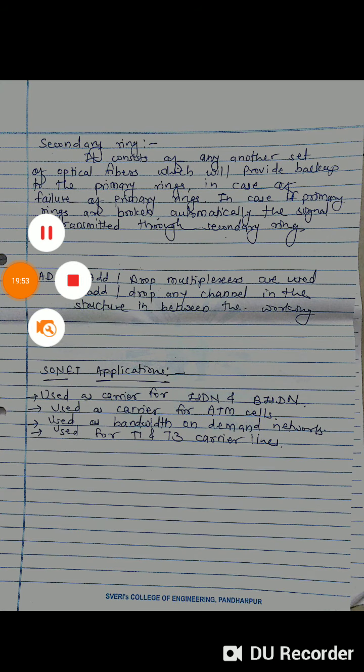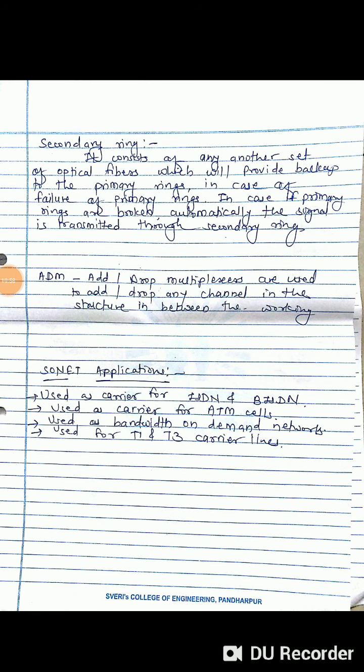So SONET and SDH are related to each other. Whatever is the complete version of SONET is referred to as the SDH network. So the basic working principle is going to be the same as SONET.